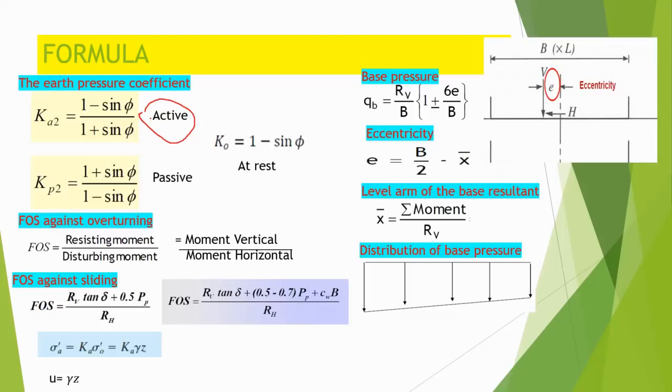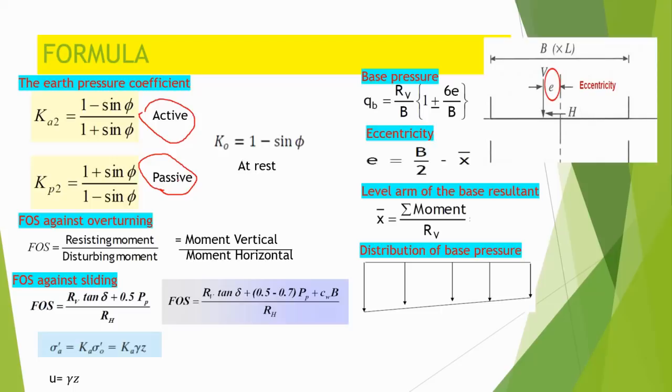Kalau in front of the wall, di hadapan wall, selalunya kita pakai passive. Ingat, passive. Kalau dalam soalan tu tak bagi active, passive, at rest, kalau dia mention backfill, tu adalah active. If they mention in front of the wall, it is a passive. So, this is the formula for the active.